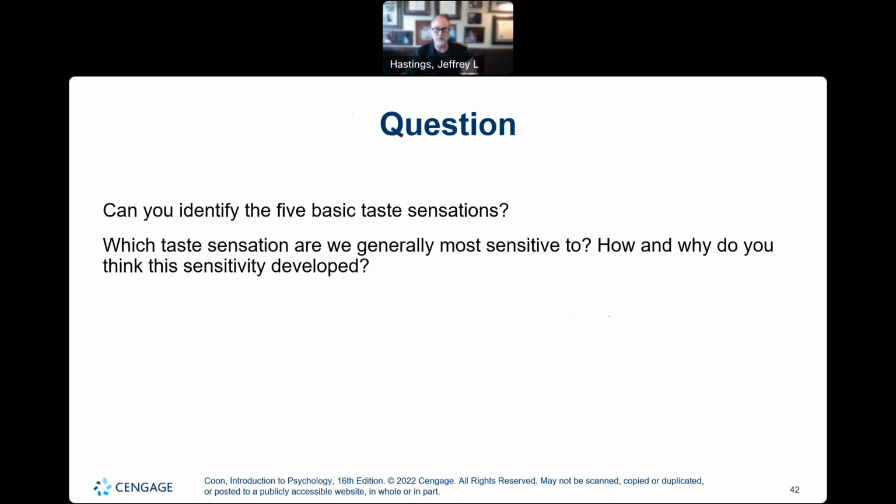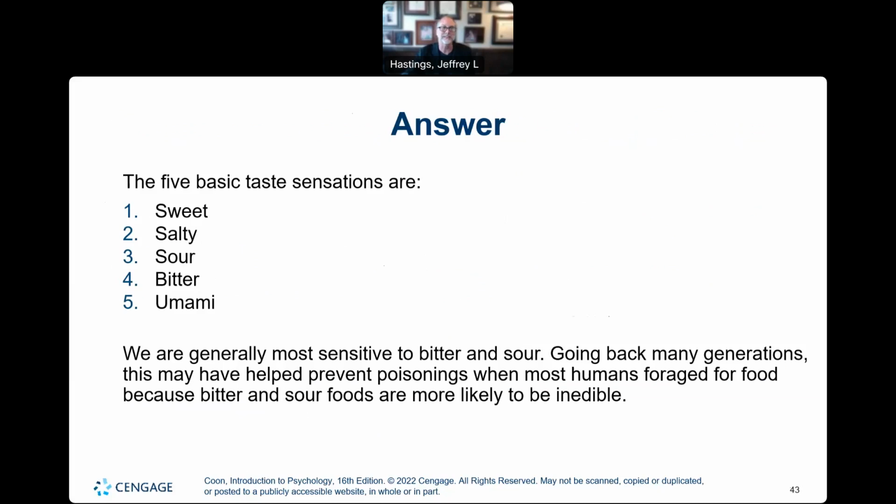So just a quick question. Can you identify five basic taste sensations? There are five different taste sensations in the book that we're very sensitive to. There are a lot more, but those are the five primary. We've got sweet, salty, sour, bitter, and umami.